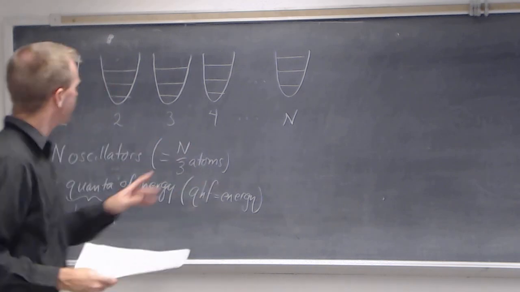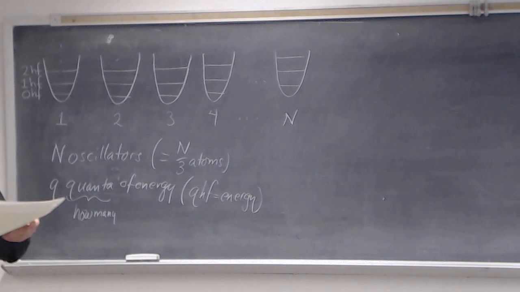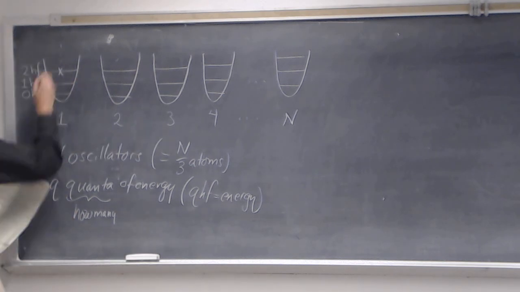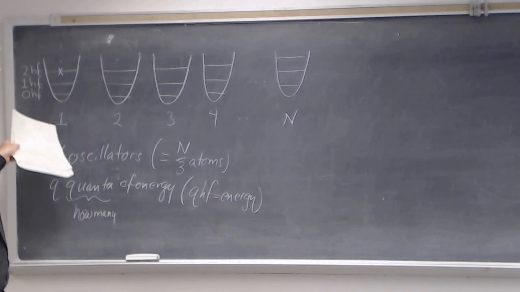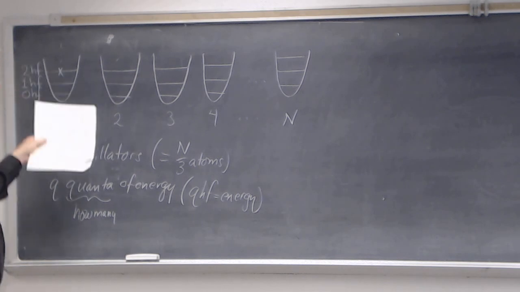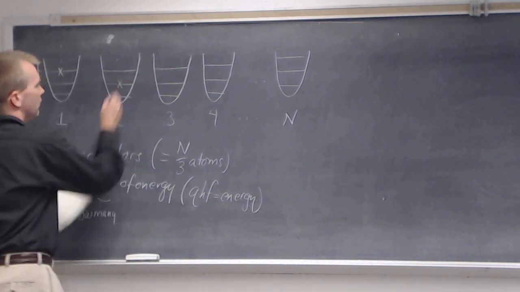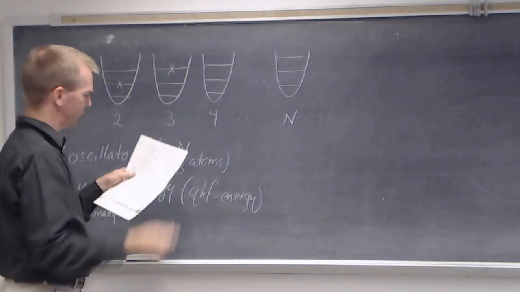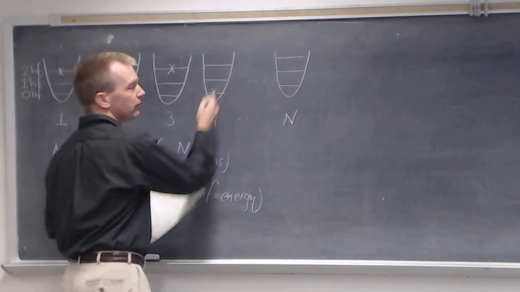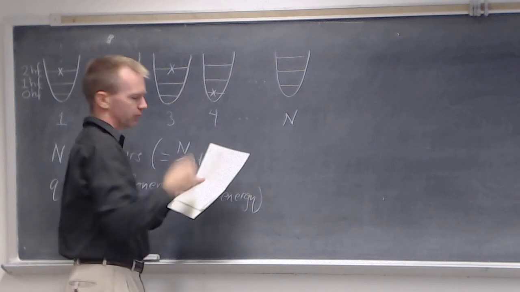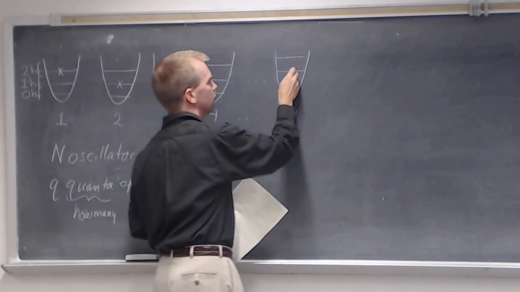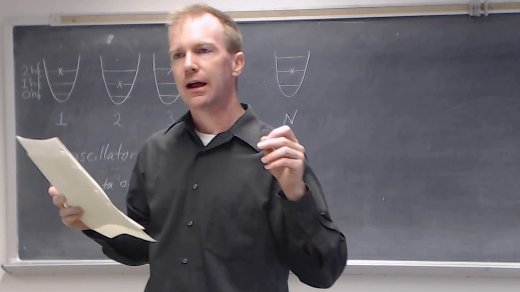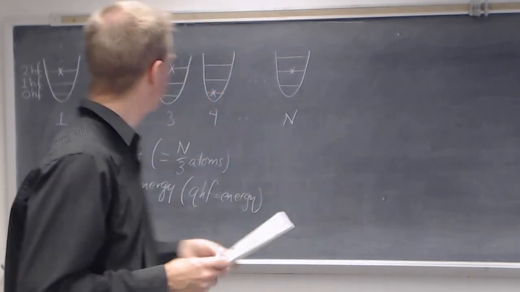Okay. Now, let's say that I've got the system drawn up this way. Let's say oscillator number one has two quanta. Oscillator two has one quantum. 3 has 2 quanta, 4 has 0, and all up to number n, which maybe has 1, whatever it is. Okay, so there's a way I can diagram this.